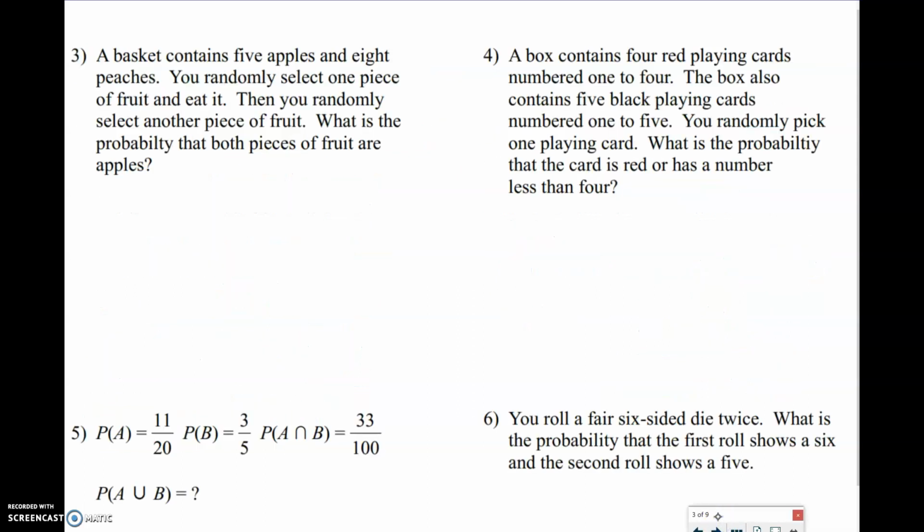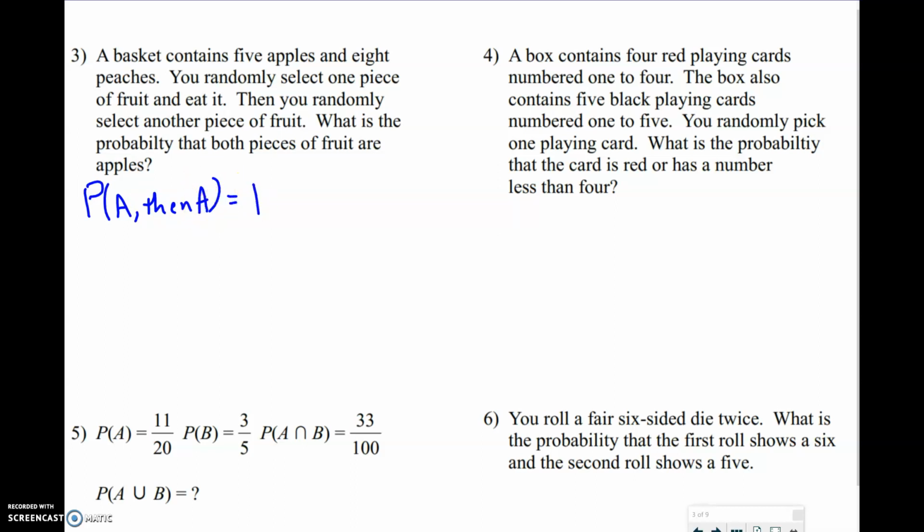We have a basket that has 5 apples and 8 peaches. You randomly select one piece of fruit and eat it. You're going to select another piece of fruit. What's the probability that both pieces of fruit are apples? So notice now things have changed a little bit, because we're not putting that piece of fruit back before we grab a second one.